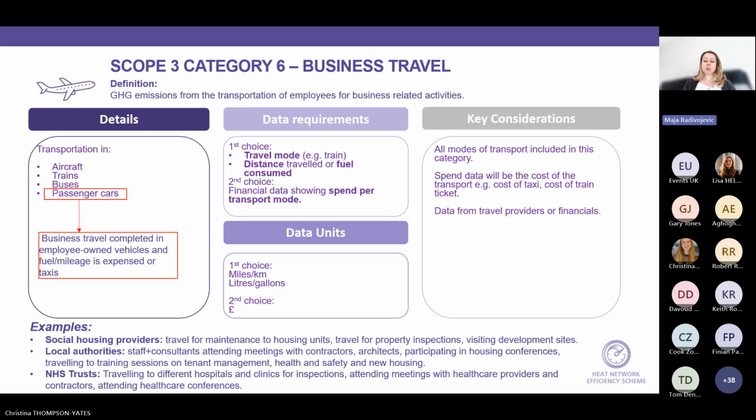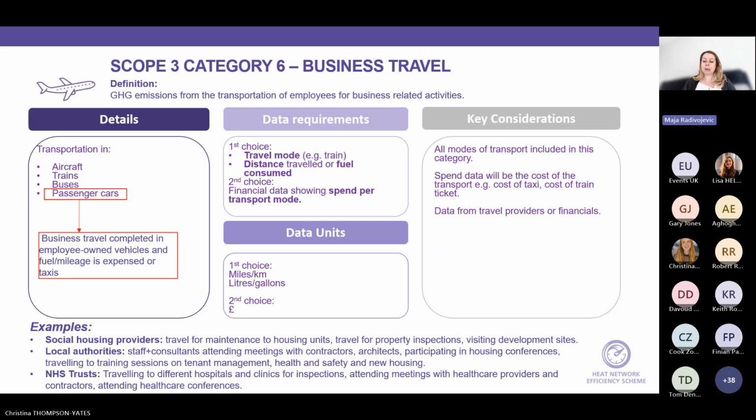For data requirements, we'd usually look to understand the travel mode, the distance traveled, or the fuel consumed. And in case that information isn't available, we can also accept, as usual, the financial data that I was mentioning, which shows spend by transport mode. So one important thing to note is that this category includes all modes of transport. The examples listed here certainly aren't exhaustive.